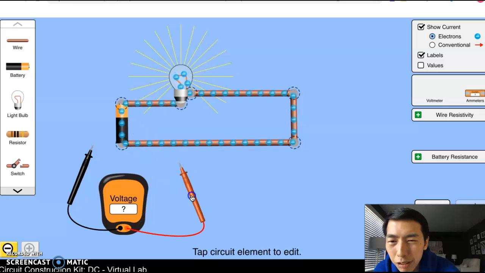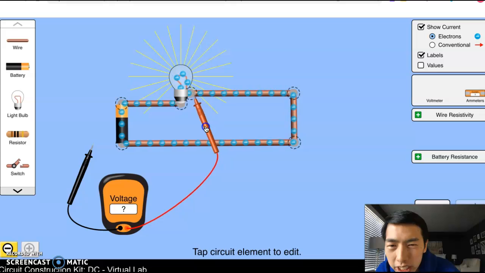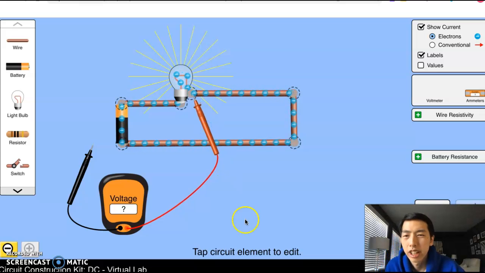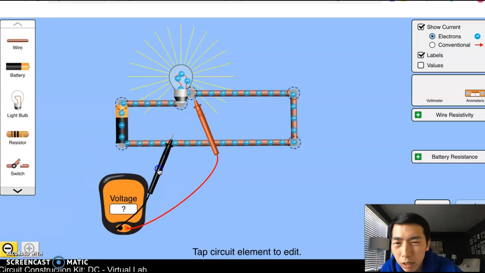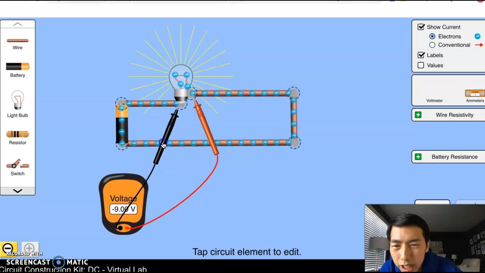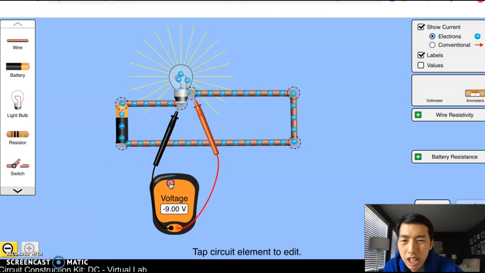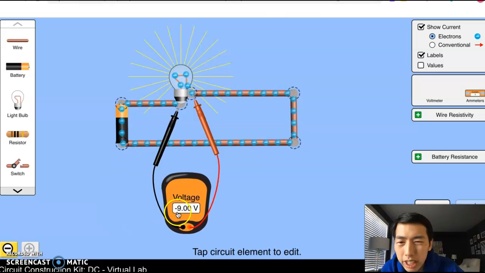So I'll disconnect it from the battery. Now I'll put one prong here. And my voltage is not displaying anything. That's because I have to connect the second prong to the other part of the circuit I want, which is the other end of the battery. And now you'll see this is displaying negative 9 volts. Okay, so that's the voltage across the light bulb. It's using up 9 volts.